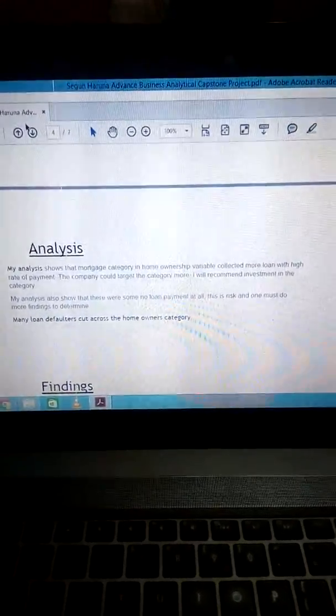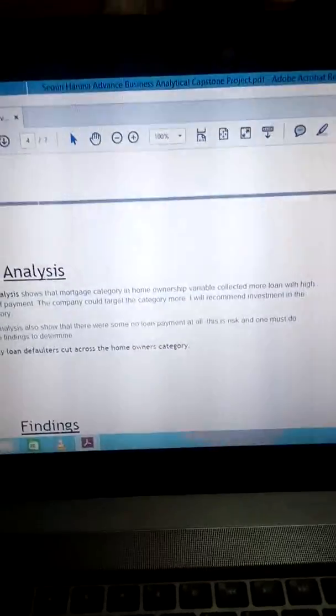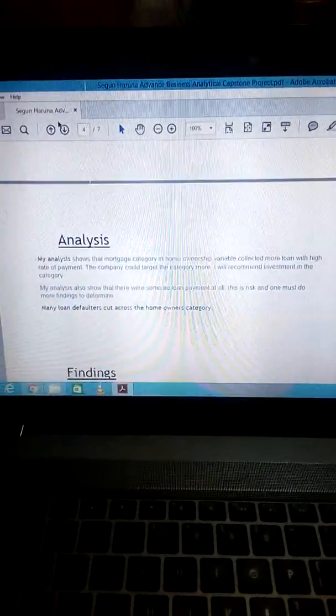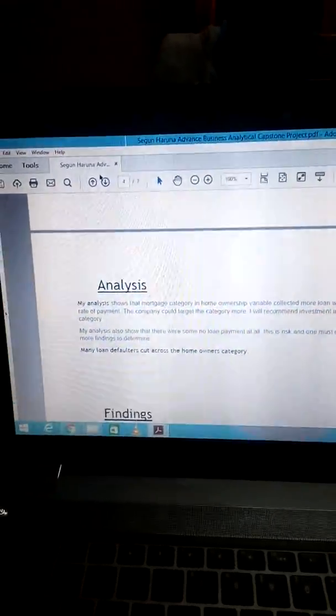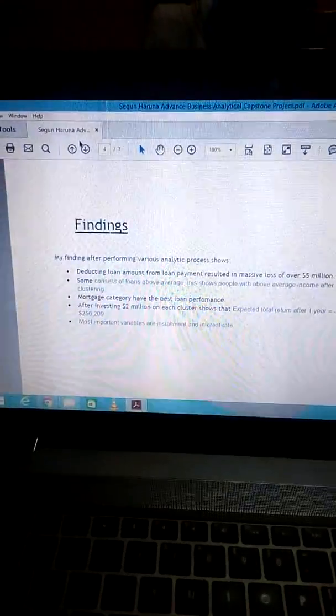My analysis also shows that there were some with no loan payment at all. This is a risk, and more findings must go into this. Also, my analysis shows that there are a lot of defaulters across the homeowner categories. And so now the next one is my findings.